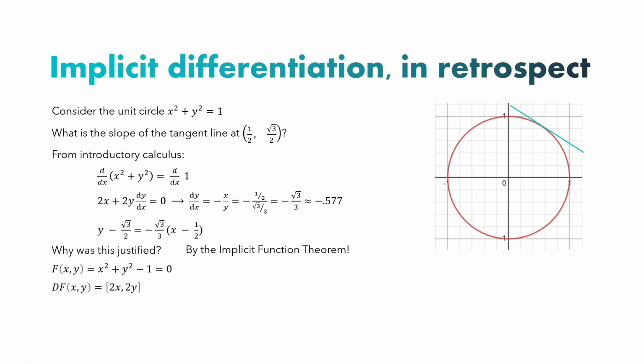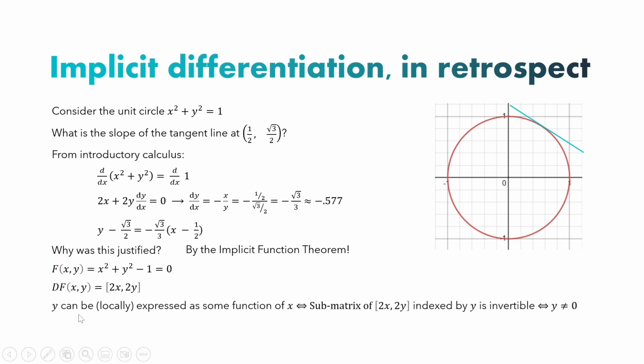What it says is that if you take the derivative and you consider the submatrix corresponding to the variables that you want to solve for, which in this case would just be the y component here, as long as that's invertible, then you can solve for this variable in terms of the other variables, which in this case would just be x. And so here, what we have is that y can be locally expressed as some function of x if and only if the submatrix of this overall matrix indexed by y is invertible, and since the submatrix is a 1-by-1 matrix, which is just this number 2y, this is if and only if y is non-zero.